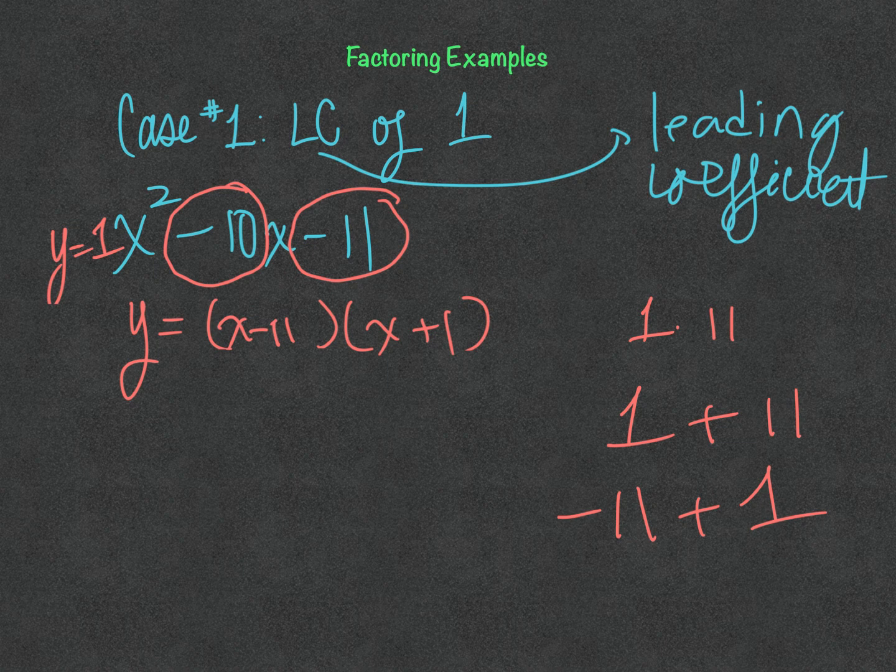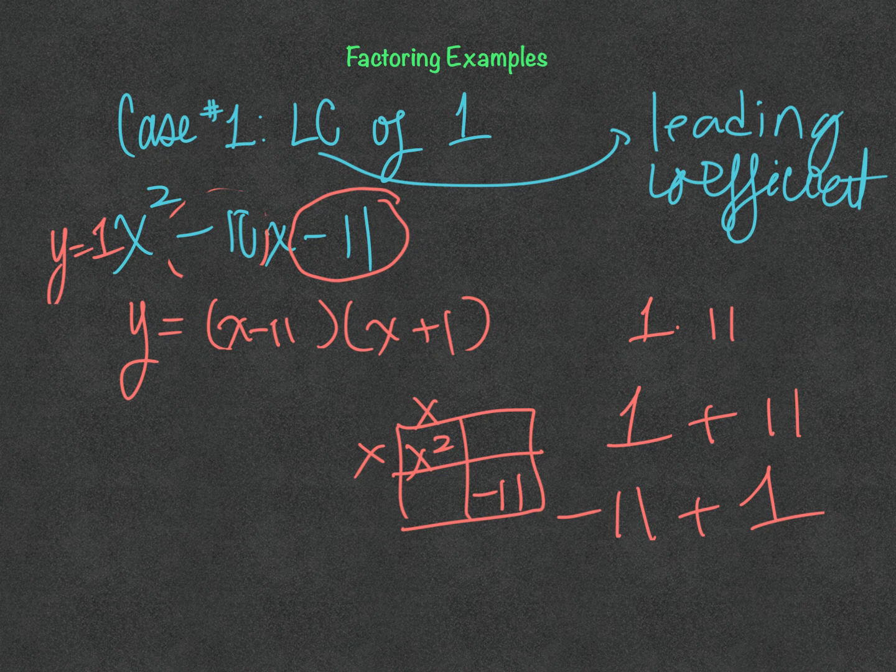Some of you can still use the box if you want, undoing the box, meaning finding the values of the sides of the box. So you can put your x squared here, hence x times x, and the negative 11 is here. The two middle boxes, I'm going to use a different color to explain that, are added into this middle term here. So I know that this box and this box added together give me negative 10. So I can use the same thinking as before: what multiplies to negative 11 and adds to negative 10? I know it's negative 11 times positive 1.